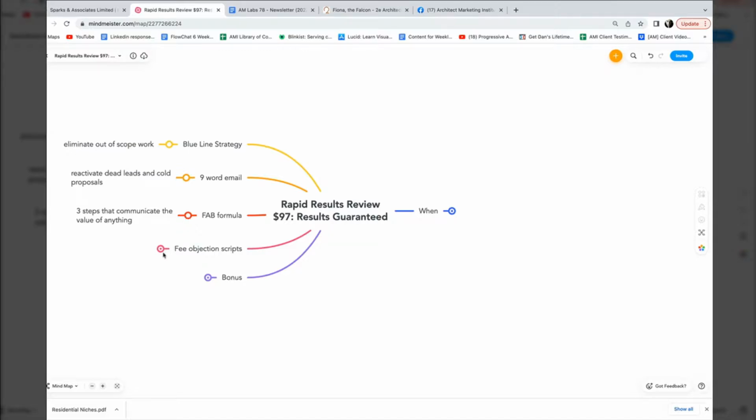And then the 4th one is the fee objection scripts. So how to stop fee objectors in their tracks. You need to have a response. It needs to be pre-organized. I'll give you the exact words to say, and you'll be able to counter with exactly the right words and stop them in their tracks.